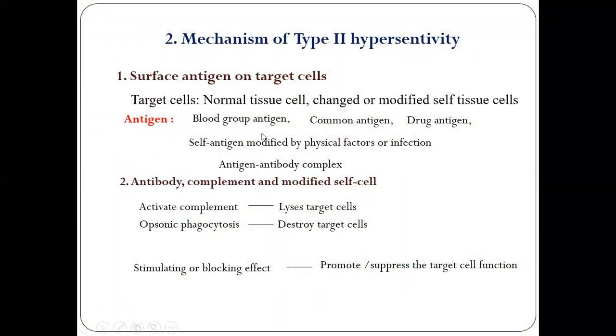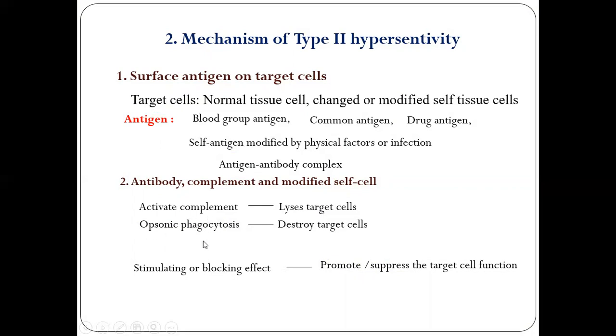And the mechanisms of type 2 hypersensitivity reaction are surface antigens on target cells. The target cells here are normal tissue cells, changed or modified self tissue cells, and antigens like blood group antigen, common antigen, drug antigen, and a self antigen modified by physical factors or infection, antigen antibody complex, and antibody complement and modified self cells like these will activate the complement.